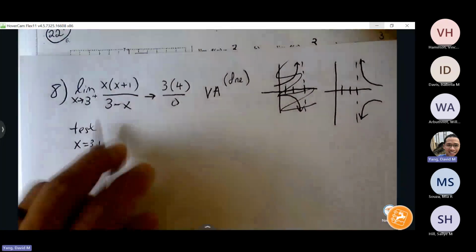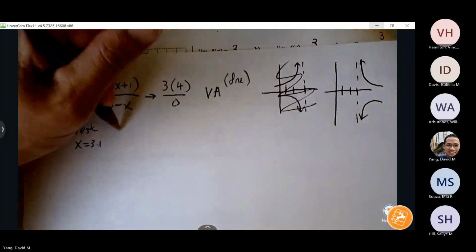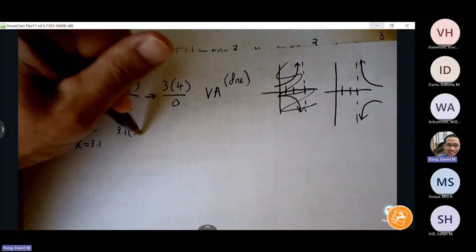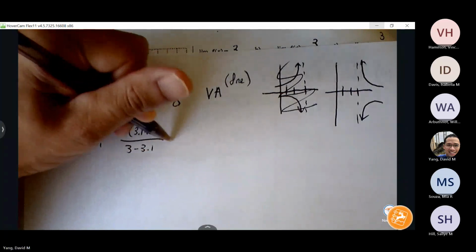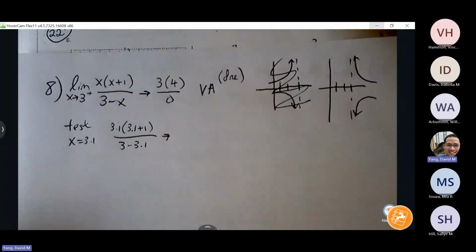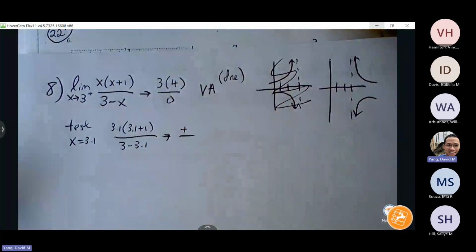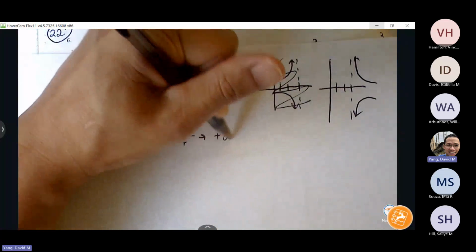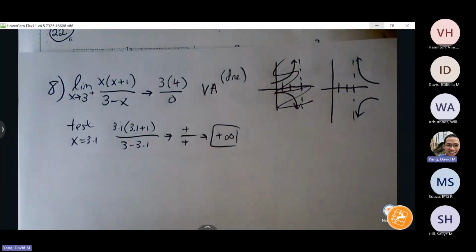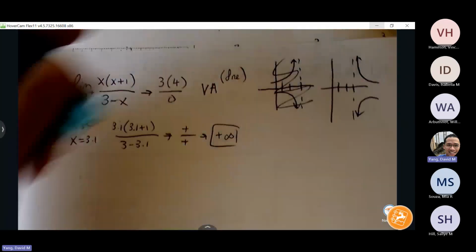Okay, so 3.1 in for x. Don't really care about the numeric value. We just care about what the signs are. So the numerator, we get positive. Denominator, we get positive. Positive over positive is positive. Wait, isn't the denominator negative? It's 3 minus 3.1. Oh, right. So that should be negative.